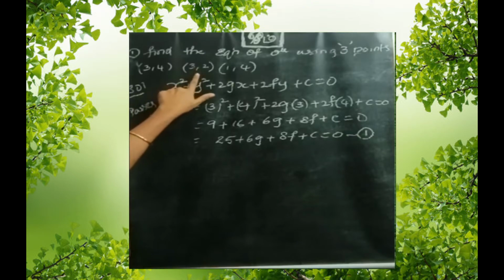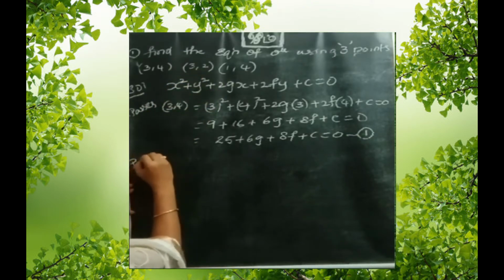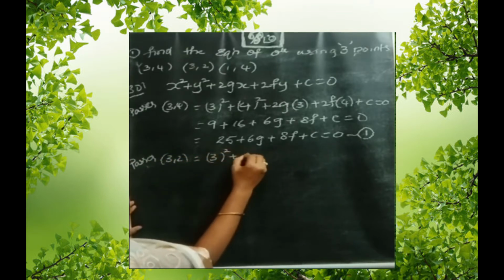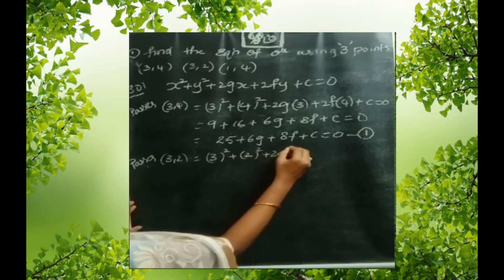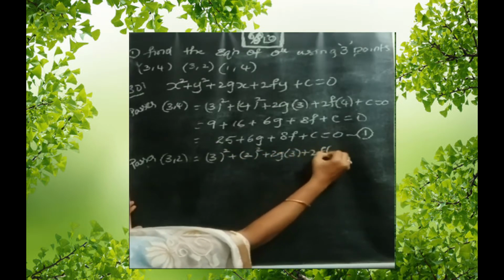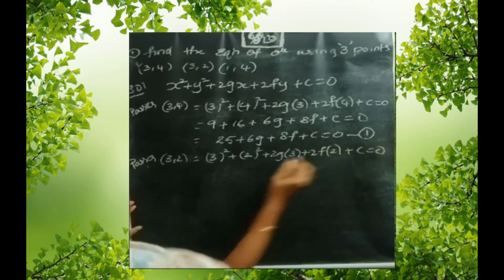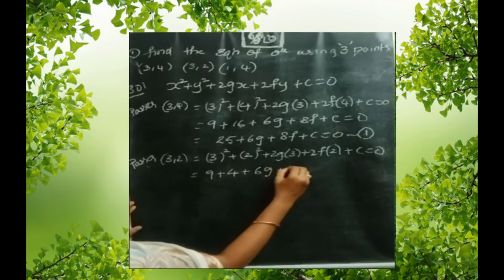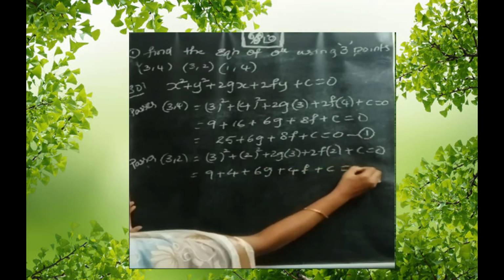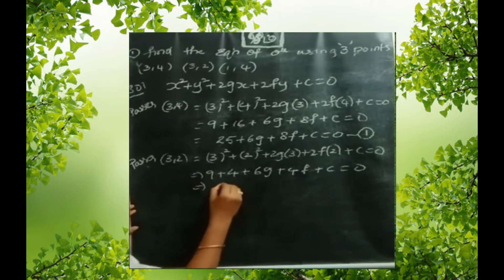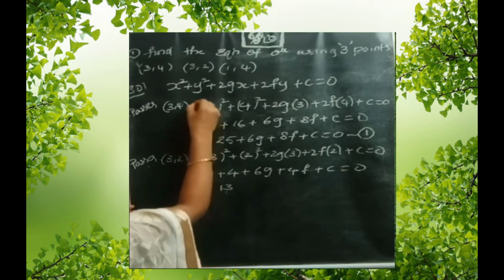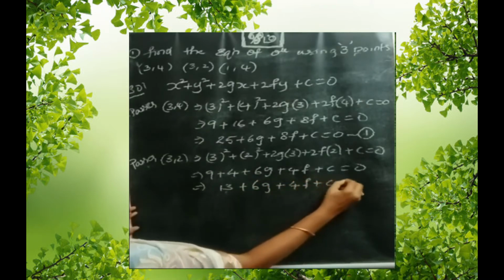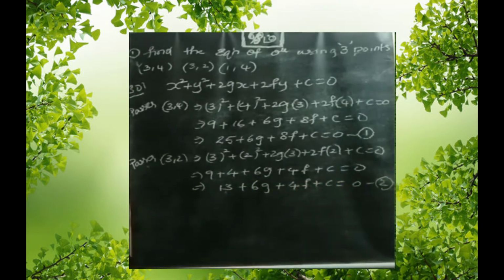Likewise, we substitute (3, 2), the second point. 3 squared, 2 squared, plus 2g into 3 plus 2f into 2 plus c equals 0. 9 plus 4 plus 6g plus 4f plus c equals 0. That means 13 plus 6g plus 4f plus c equals 0, which is our second equation.